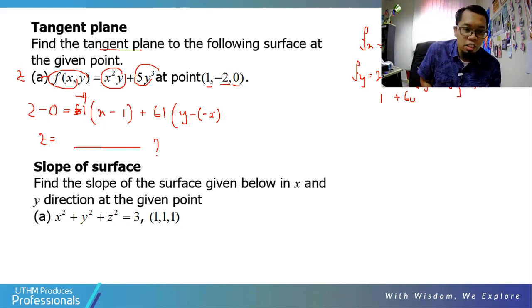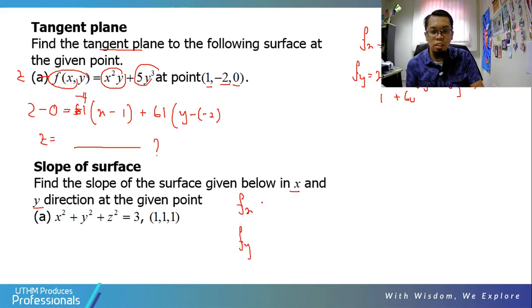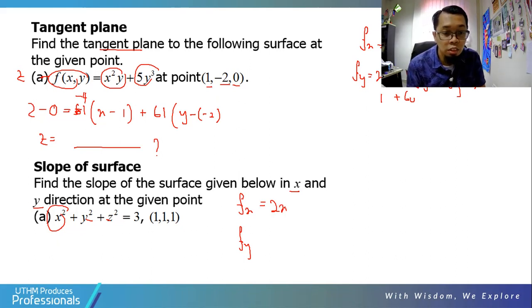Okay, we proceed to the slope of the surface. So for the slope of the surface in the x direction and y direction, you need to find fx and fy. I do fx, so you can get 2x, so this one is 0. So fx equals 3.